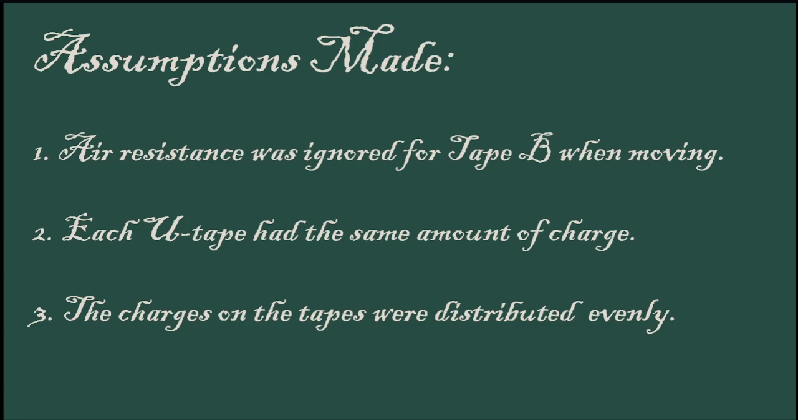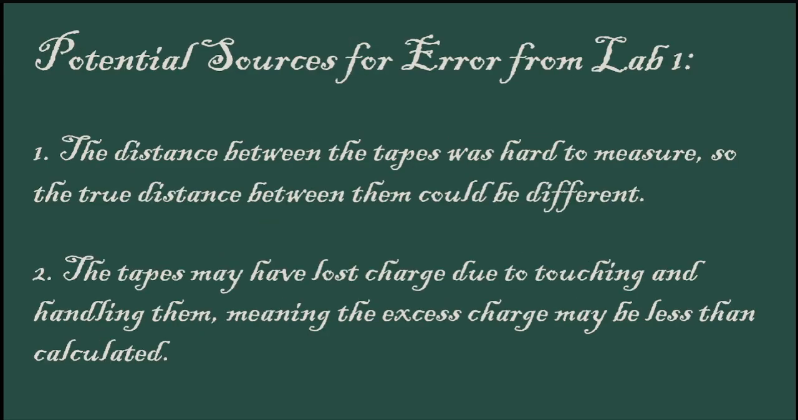To get this result, we had to make some assumptions. The first assumption is that air resistance was ignored for tape B when moving. The second one was that each tape had the same amount of charge, and the third one was that the charges on the tapes were distributed evenly. Potential sources for error from Lab 1 included the distance between the tapes being hard to measure, so the true distance between them could be different. And the tapes may have less charge due to touching and handling them, meaning the excess charge may be less than calculated.